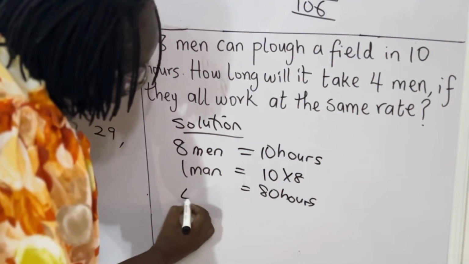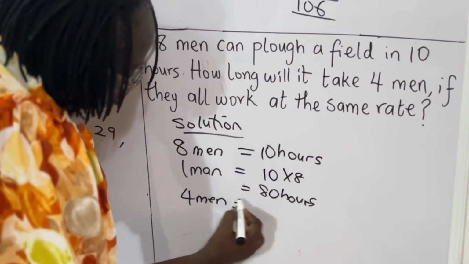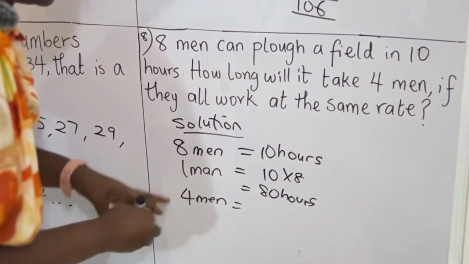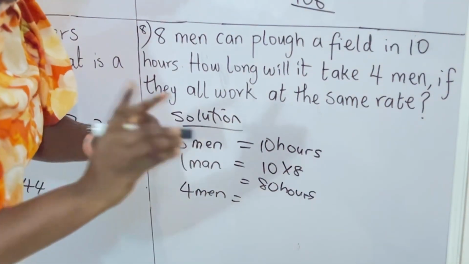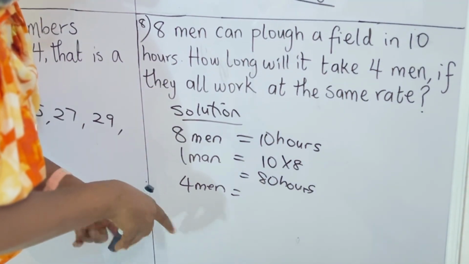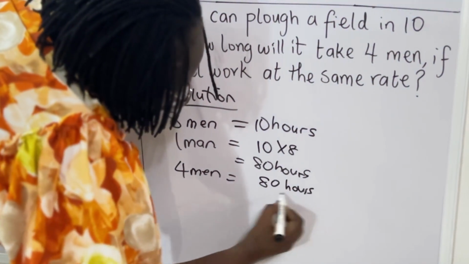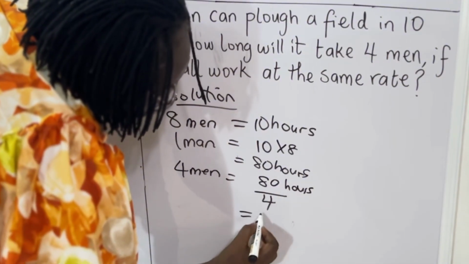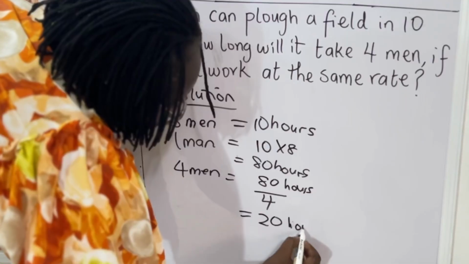Okay, so for 4 men, now 4 men will need a smaller number of hours. So if 1 man is 80, 4 will be less. So when it is less, you divide. 80 hours divided by 4 will give you what? How many 4s can you get in 8? 2, and then your 0. That will give you 20.